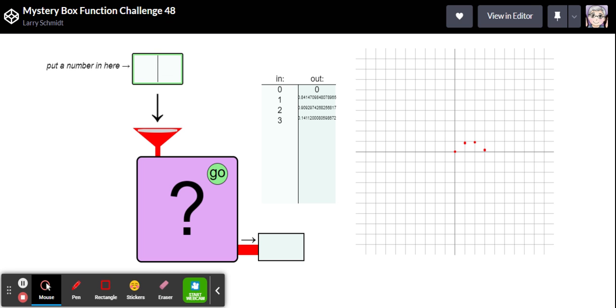Is this a parabola? If so, where's the vertex? Maybe a downward facing parabola? This is curious. Let's try 4. There's 4. It does look like a parabola. Let's try -1.